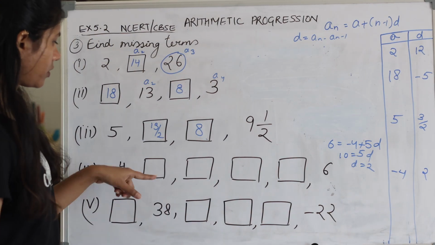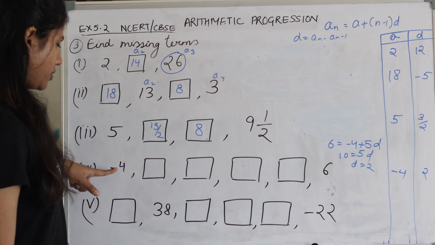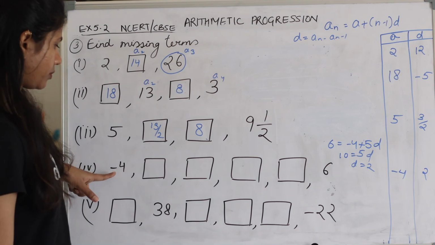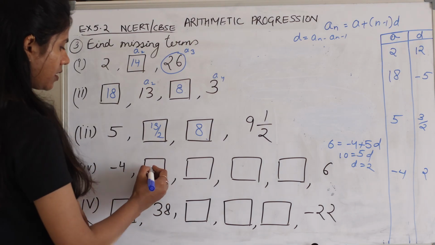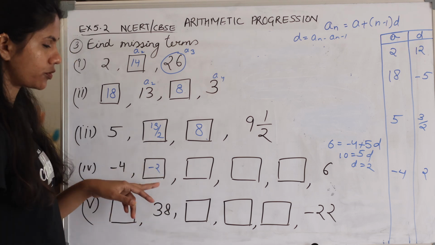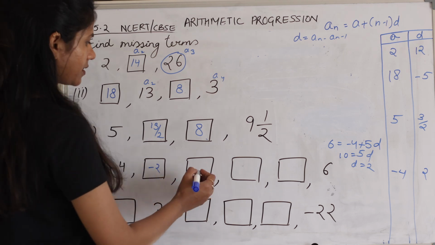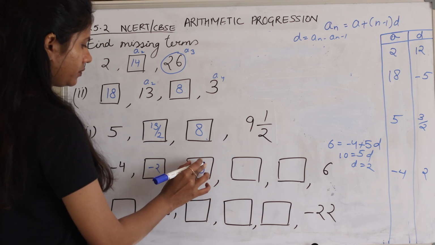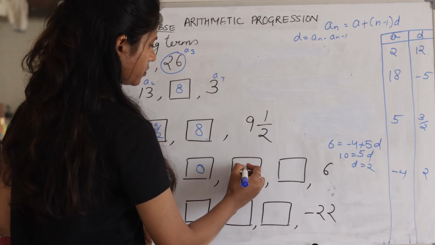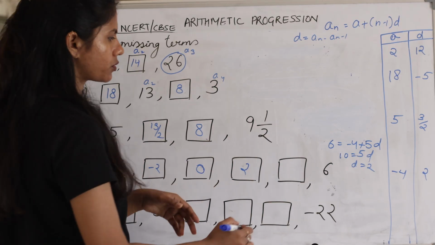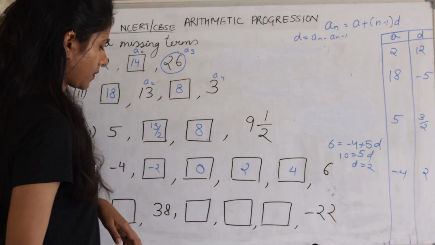How can we find these terms now? So minus 4 plus 2 is minus 2. Minus 2 plus 2 is 0. Okay, 0 plus 2 will be 2. 2 plus 2 will be 4.